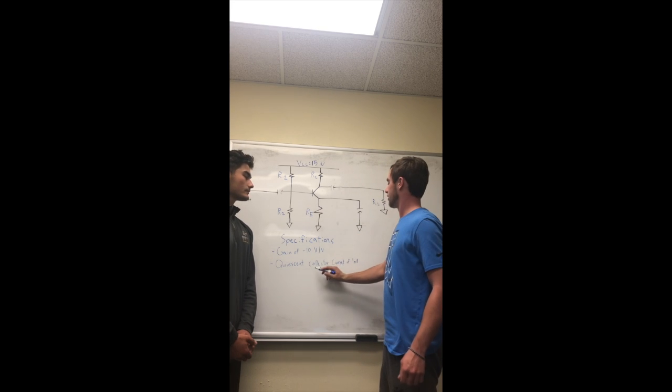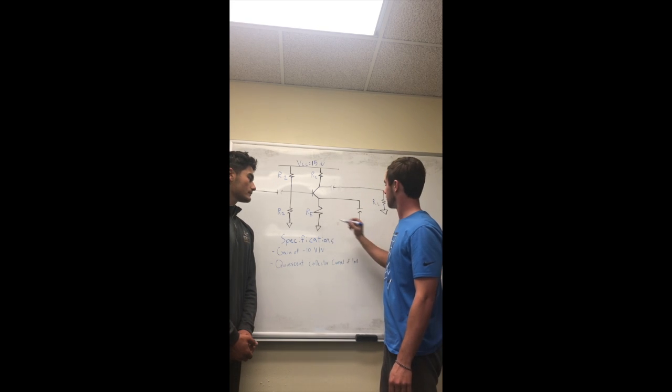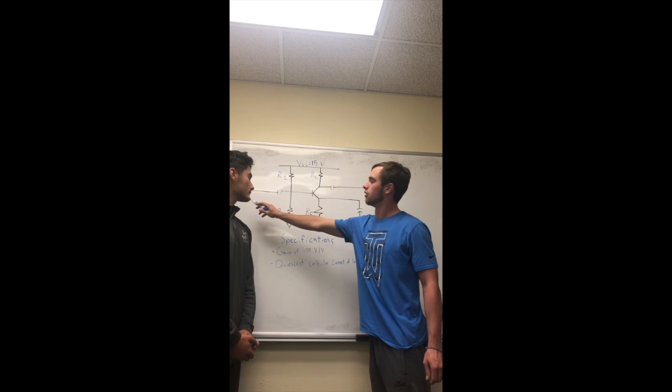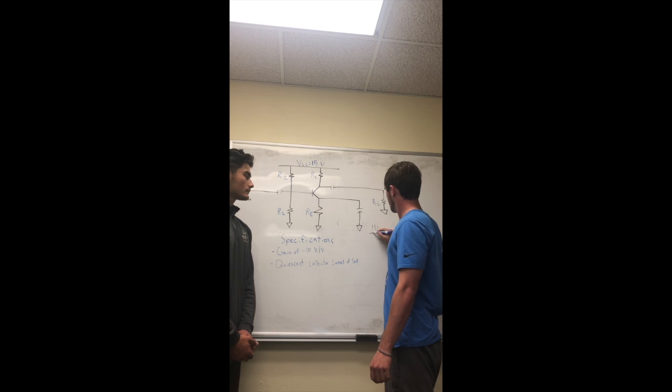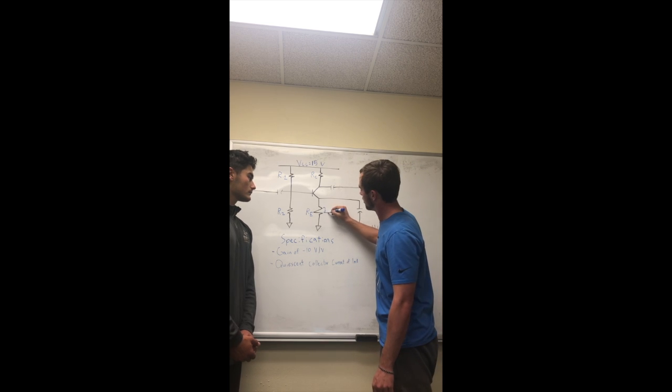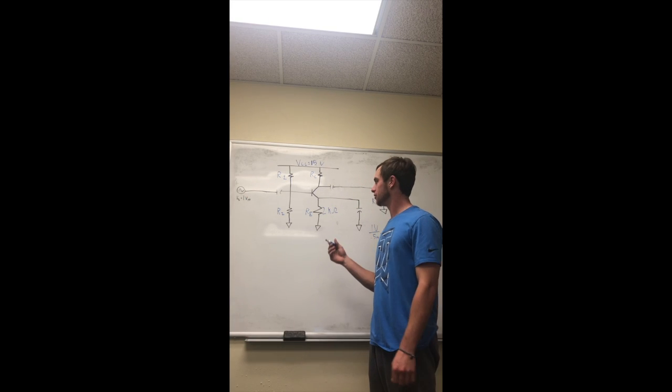Since we want a quiescent collector current of 1 milliamp, we want this to be 0.5 milliamps. This is 1 volt, and that stays the same here. So we're going to have 1 volt over 0.5 milliamps, and that equals 2K ohms. So we can put 2K ohms right here. All right, so now to solve for R2.